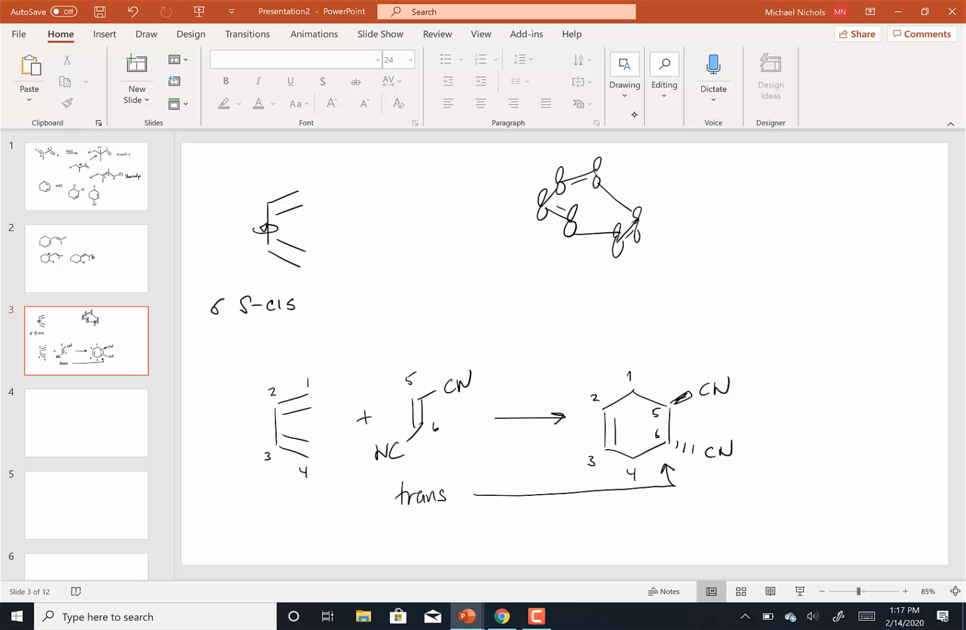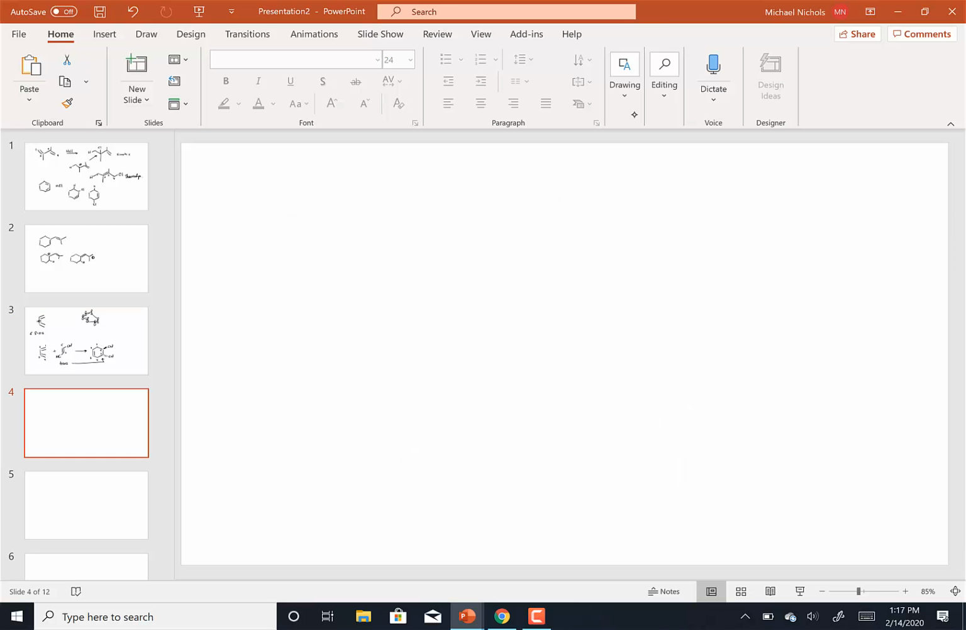So these were the first 2 rules. Rule number 1, S-cis. Rule number 2, stereochemistry of the alkene gets preserved in the product, gets transferred over to the product. Rule number 3 is the endo-exo rule. The endo-exo rule only happens when you have a cyclic diene, that is, a ring. The cyclic diene means it's a ring. So let's make a fairly simple cyclic diene.